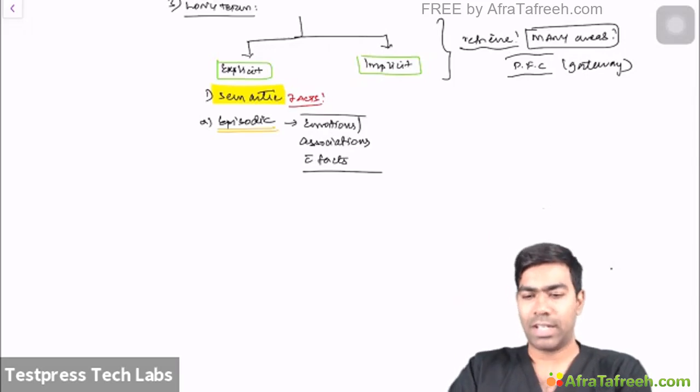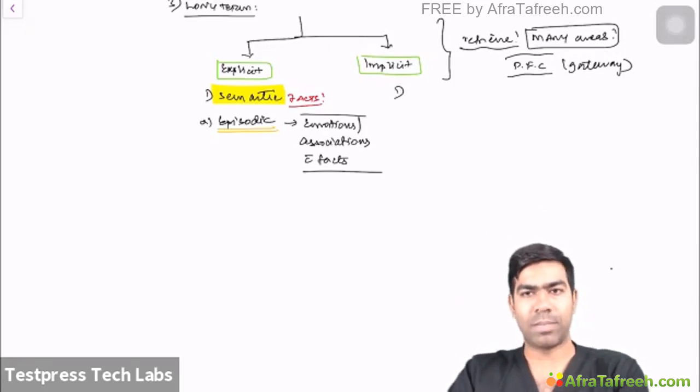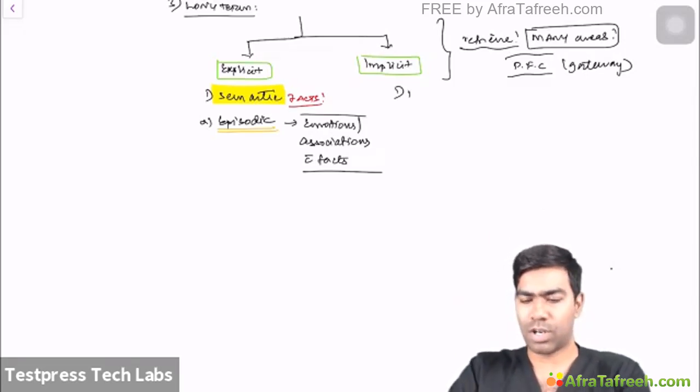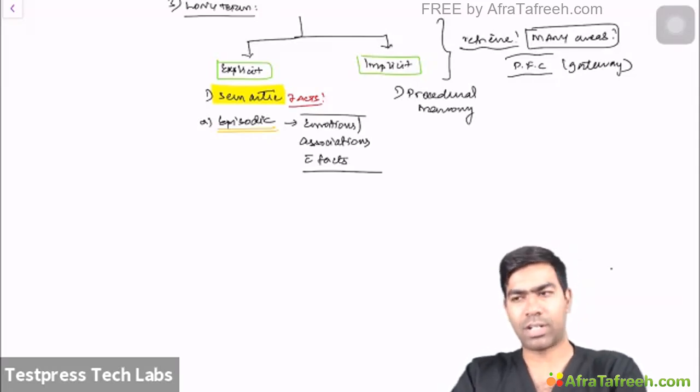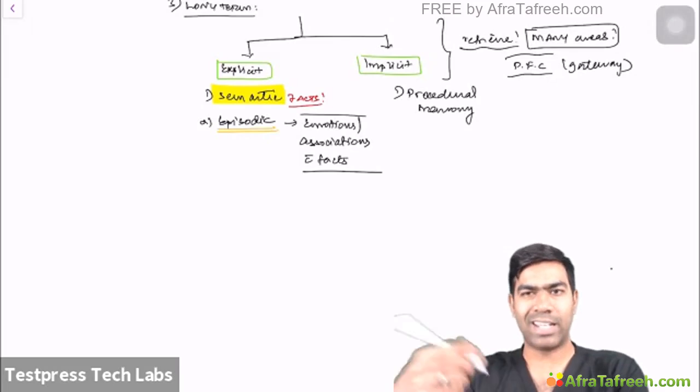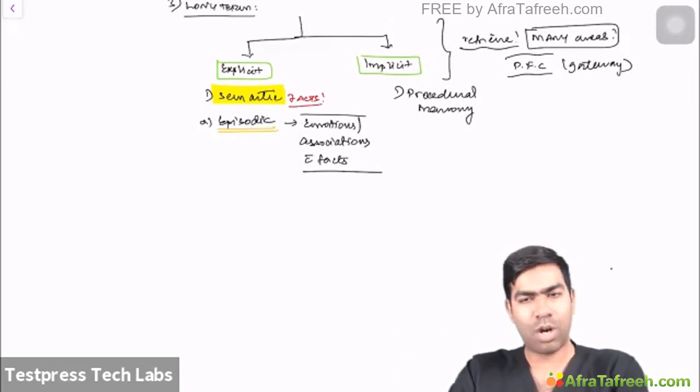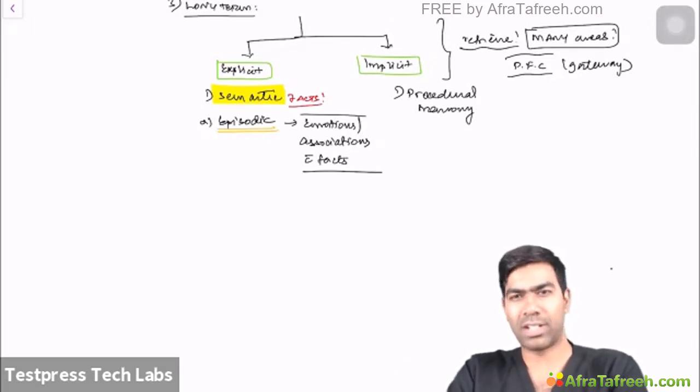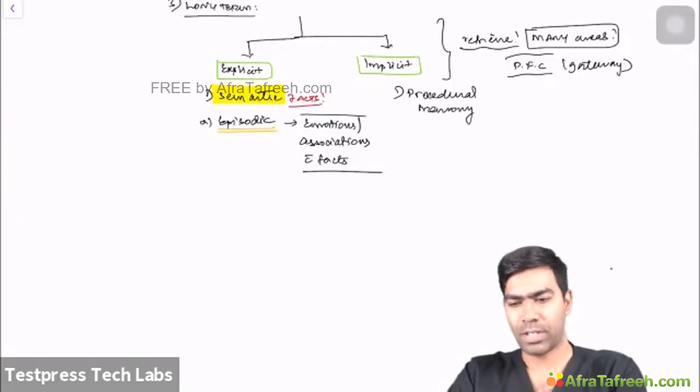Then we have implicit memory. Implicit memory is further divided into three. One is called procedural memory. I told you sometime back, the best example of implicit is procedural memory. Any procedure that you learn, driving, writing, all these are procedures basically. You know how to do it, and it's a very personal thing, and everyone does it in a different way. You can remember all the other procedures that you do in day-to-day life.